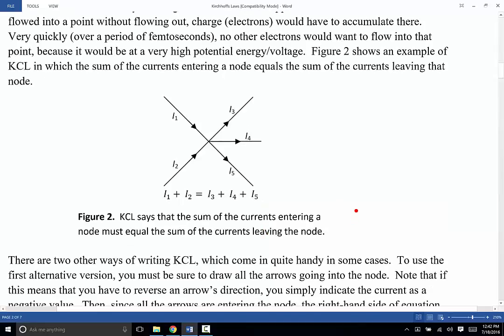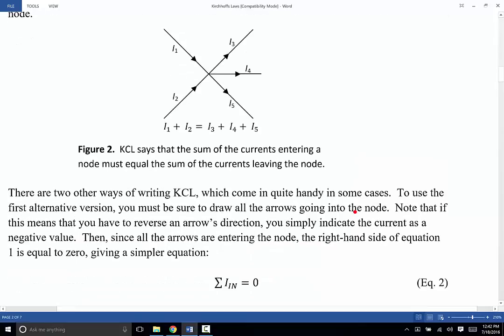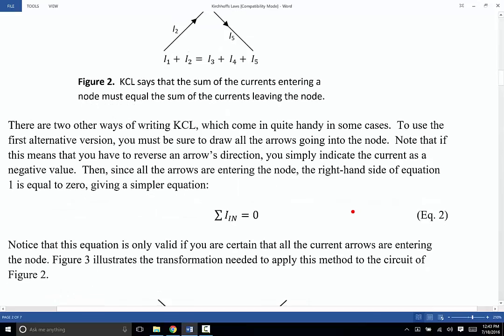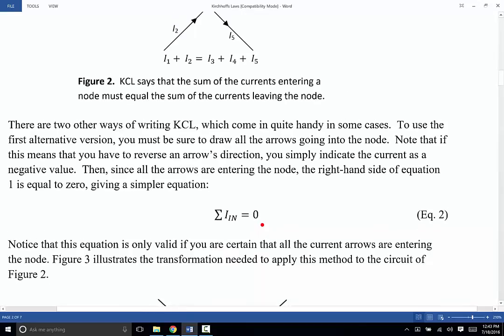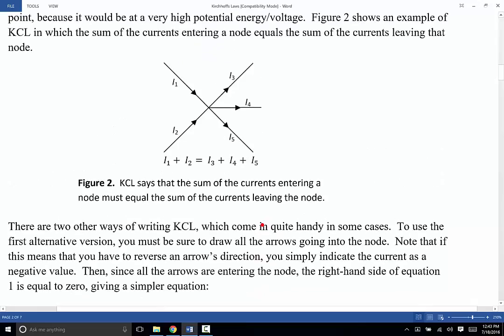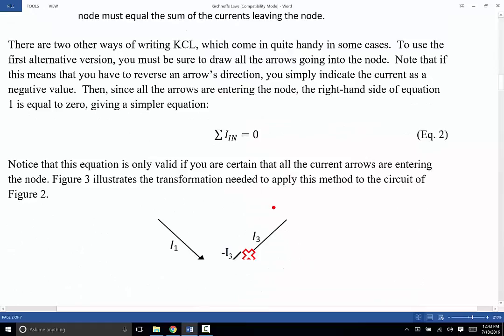Now, there are 2 other ways of writing KCL, some of which are preferable in certain circumstances. They can be quite valuable. One of them is if you identify that there are only currents entering the node. Then you can simply say, well, if there are no currents leaving the node, then the right-hand side of that equation must be 0. So I can just write that the sum of the currents entering the node is equal to 0. So you could actually redraw the circuit from figure 2. So this is the figure that we just looked at. Notice that this has 3 currents leaving the node. So I'm going to simply redraw those as currents entering the node.